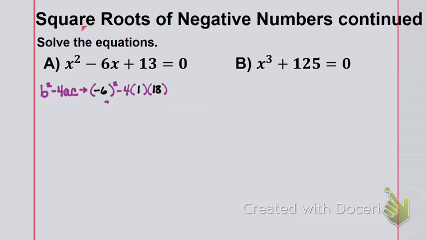So I do -6 squared, that's 36, minus, what is that, 52? What is 36 minus 52? -16. This is what's going to go under the radical. And while 16 is a perfect square, -16 is not.